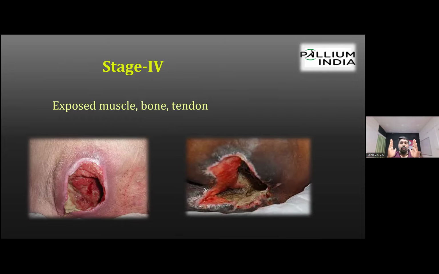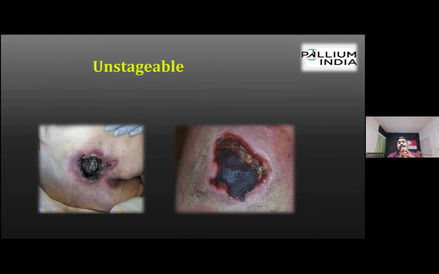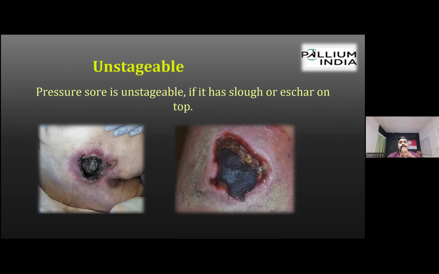Actually, initially up to stage 4 was there, but gradually we added one more stage. It's unstageable. Number-wise we can call it stage 5. In this unstageable wound, you can see two pictures showing one thing, eschar. It's a blackish slough, called eschar formation. This eschar is covering the wound. So the wound may be stage 3 or stage 4, but we don't know because the eschar is covering it and hiding the wound inside. So we call it unstageable.